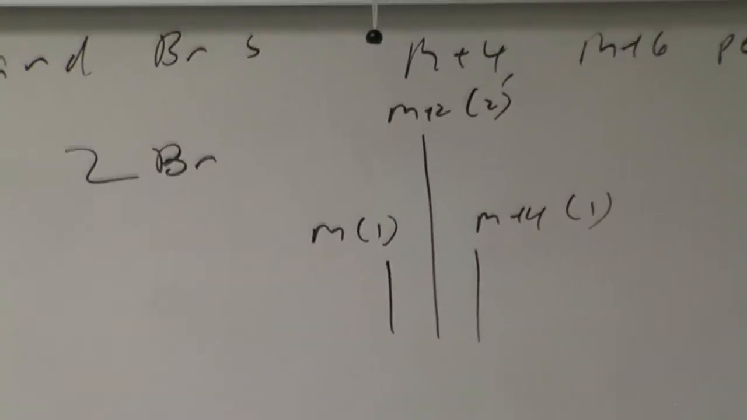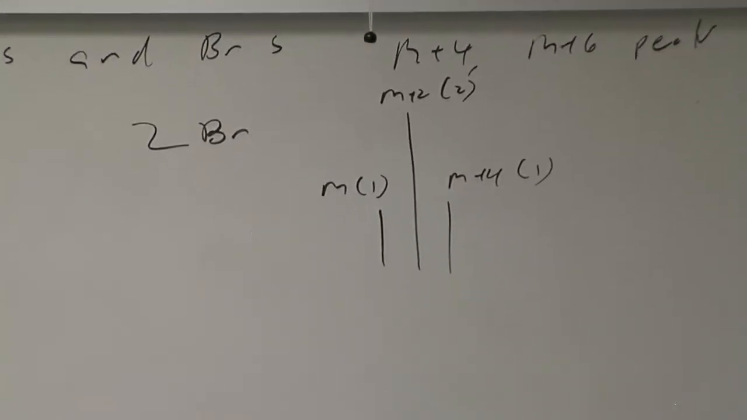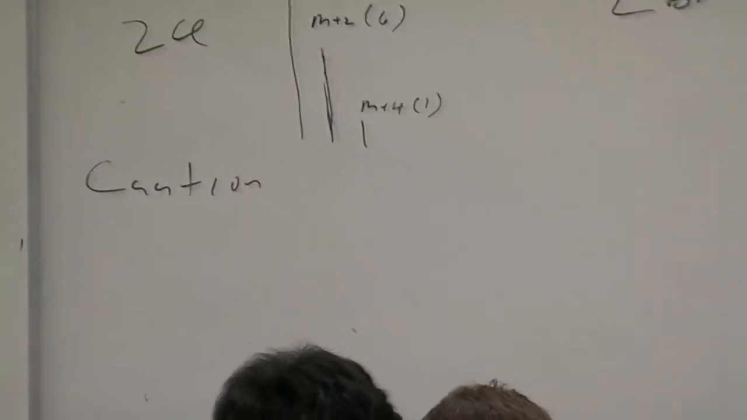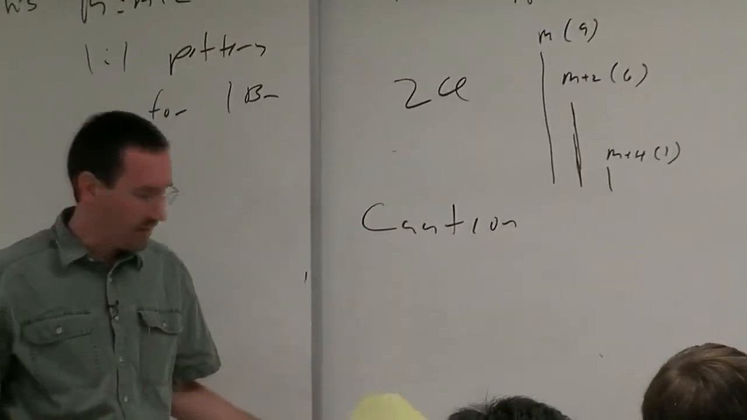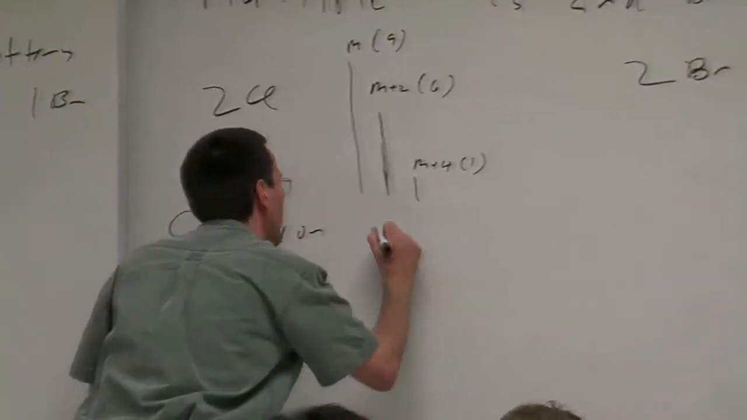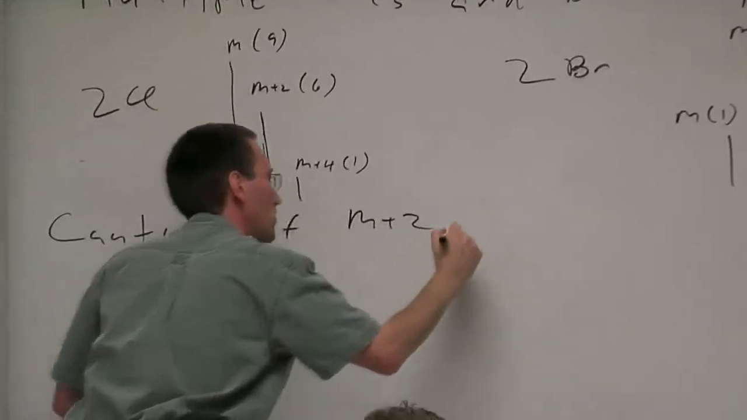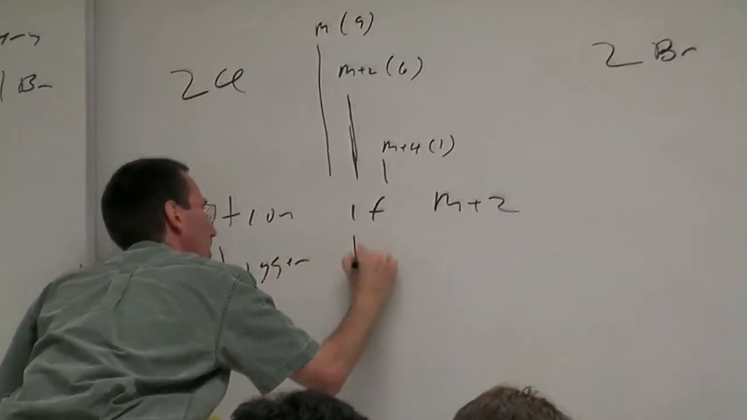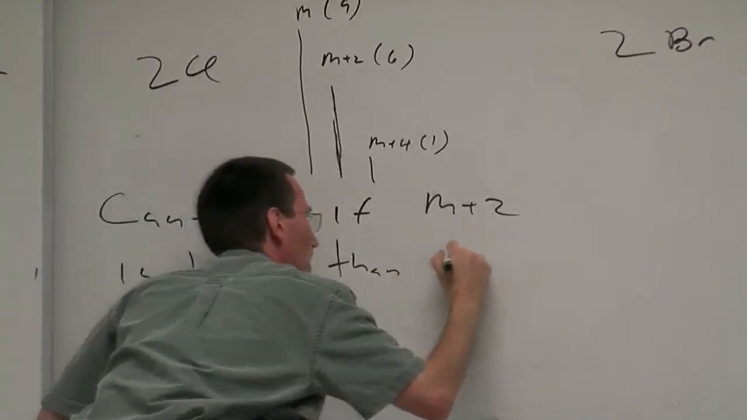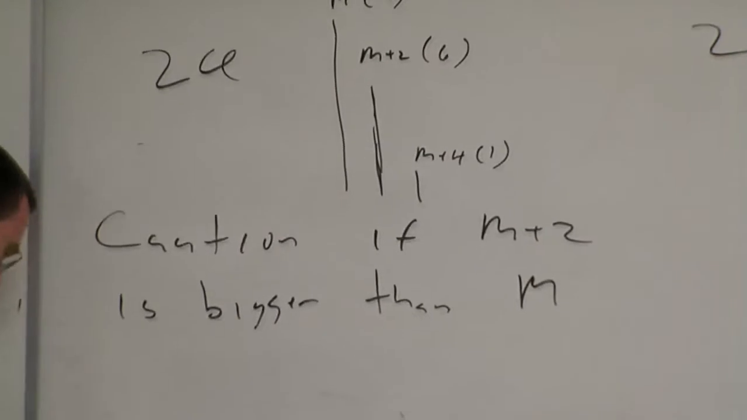And so there's a caution here. The caution is that in polyhalogenated compounds, if M plus 2 is bigger than M, you might not even recognize M. So, caution: if M plus 2 is bigger than M, you might think it's M and get confused.